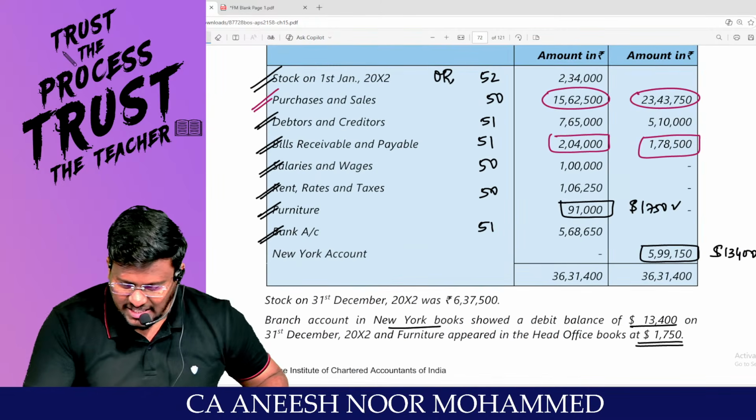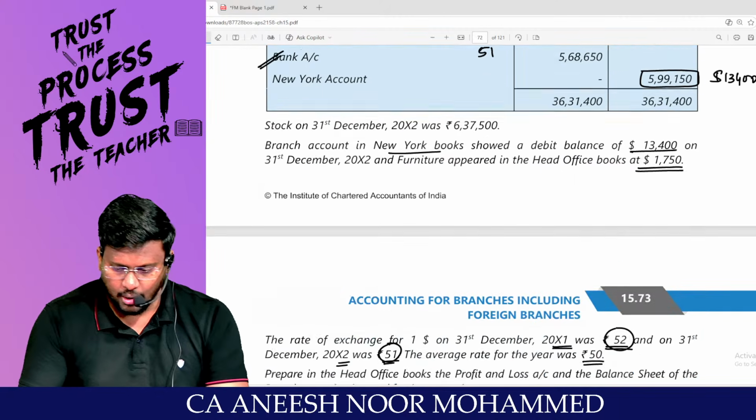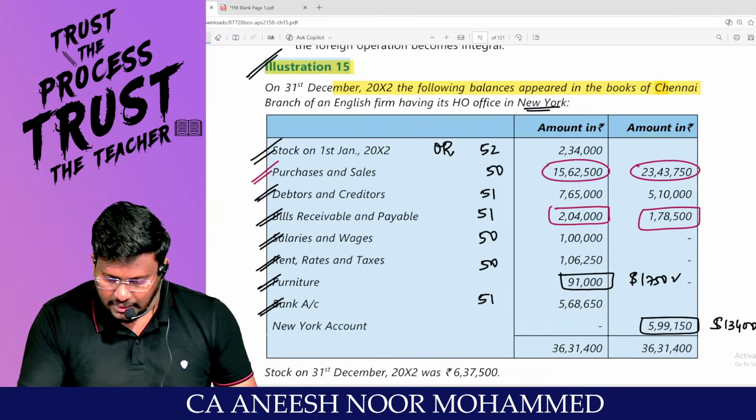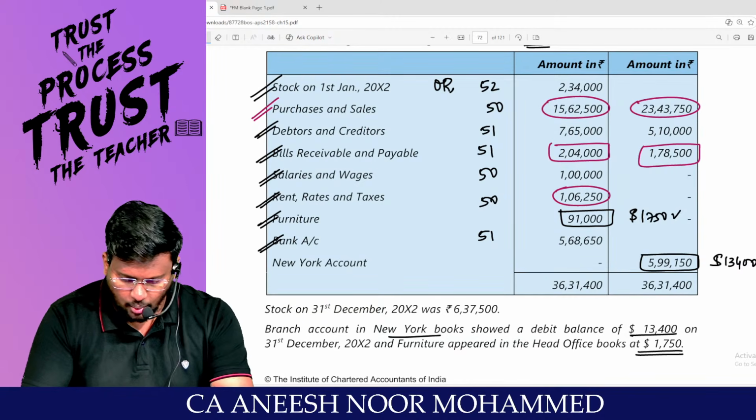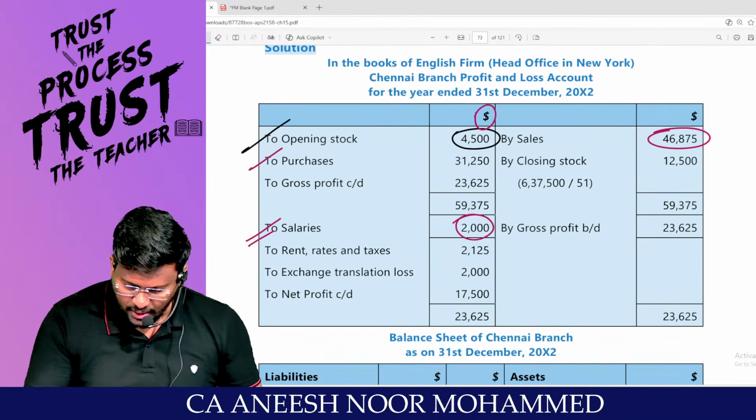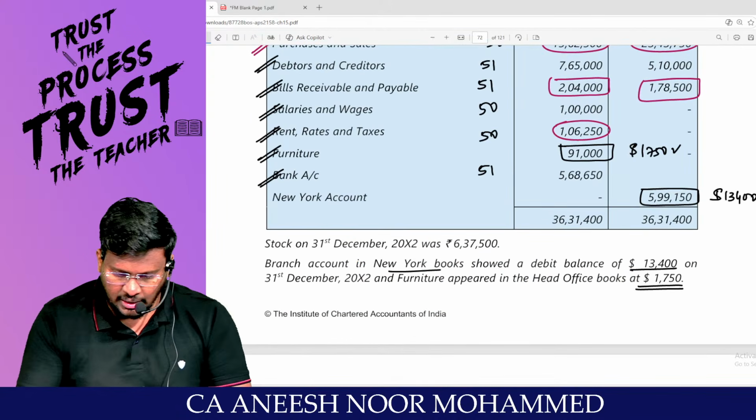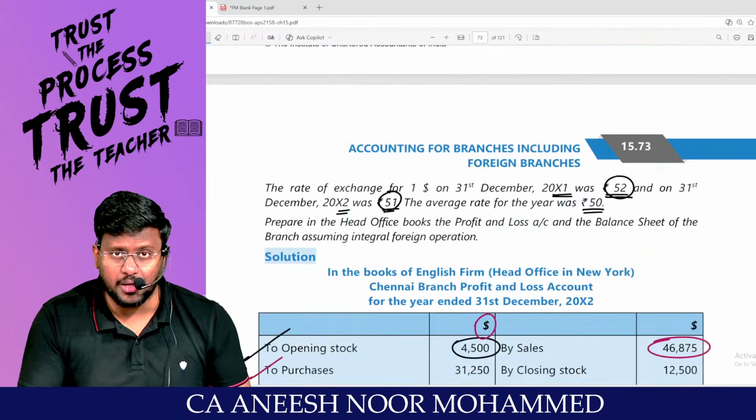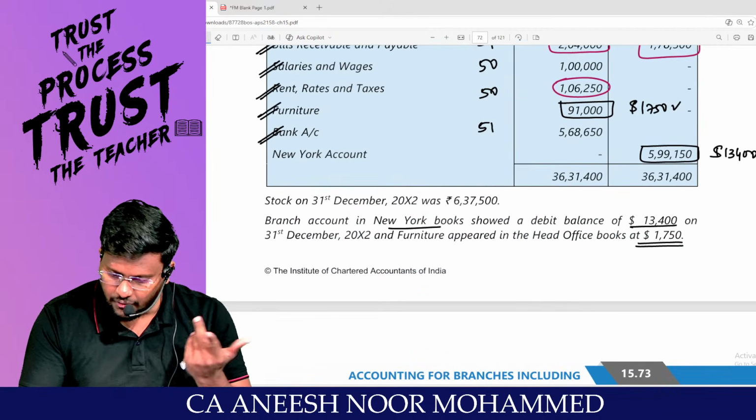Salaries and wages are expenses. So 1 lakh divided by the average rate of 50 is 2,000. P&L account debit side, salaries 2,000. Then rent, rates and taxes: 1,06,250 divided by 50 comes to 2,125. Next one, furniture: the actual rate has been given, $1,750. I have taken 1,750.